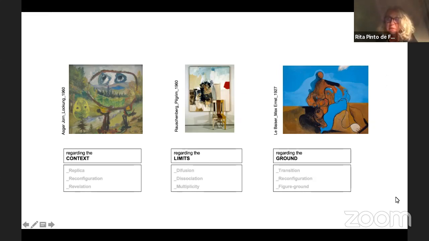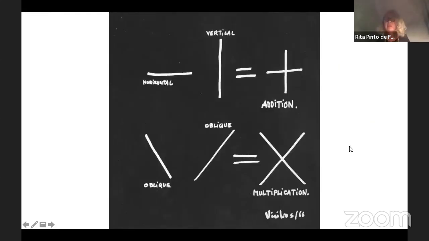And that's it for the moment. If we stay with these three concepts, I think it's already enough. Just the last image, from Paul Virilio. I don't know if you know him.